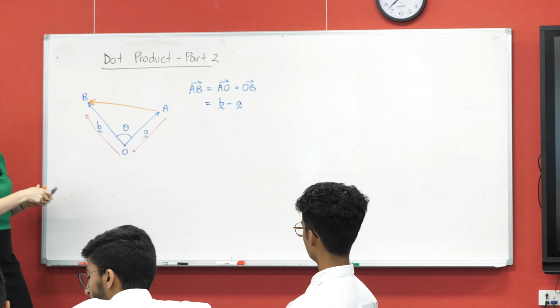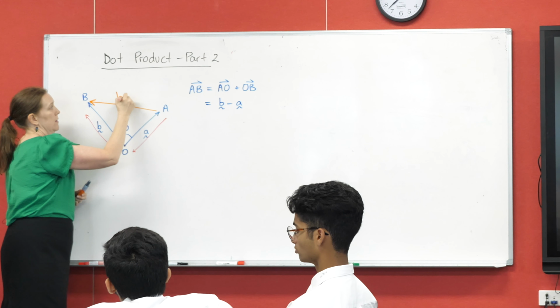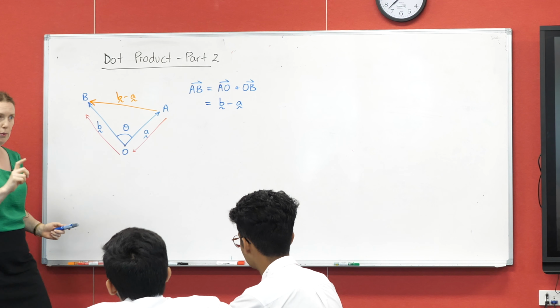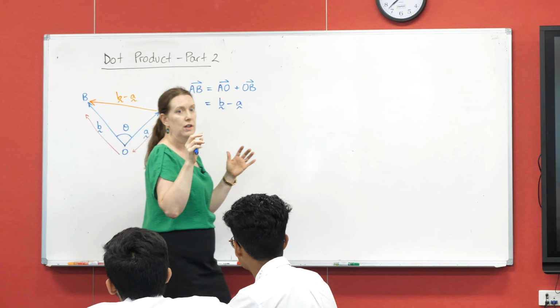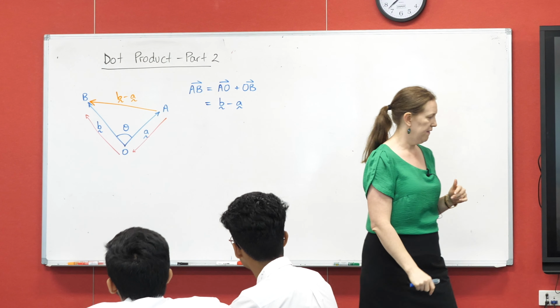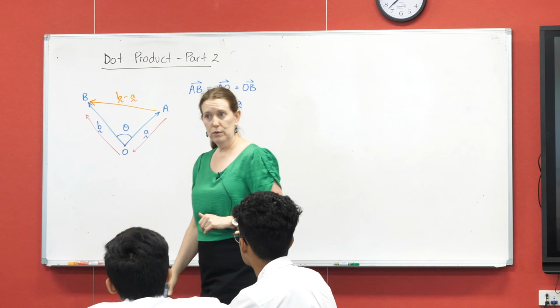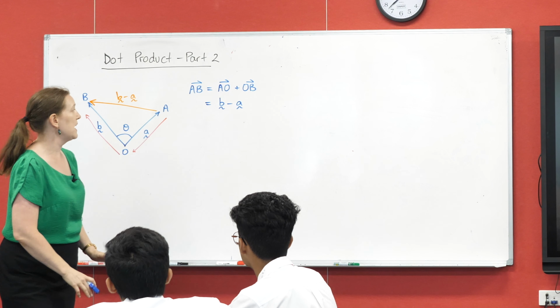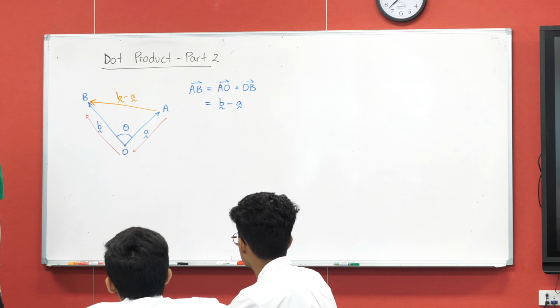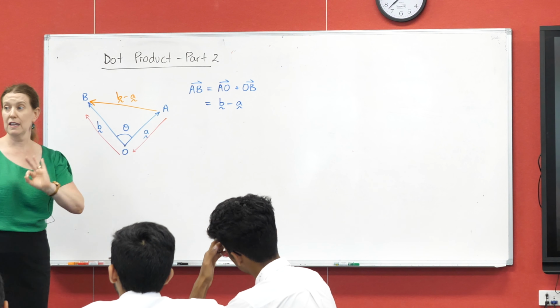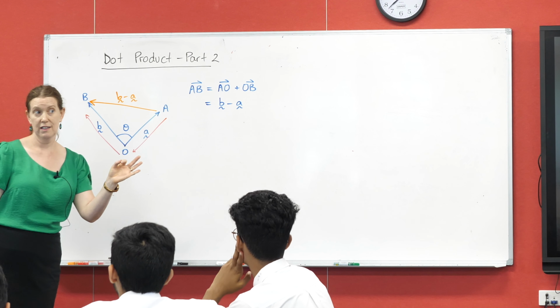So we now have an expression for this vector up the top. But I just wanted to pause and make sure we're all getting our directions correct in our vectors. Now, if we use the cosine rule, what does the cosine rule tell me about this triangle? Length. It tells me length. Is length scalar or vector?